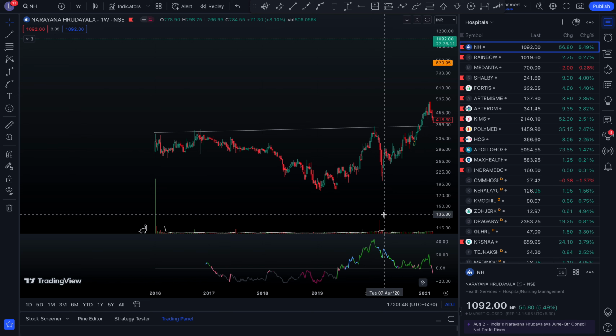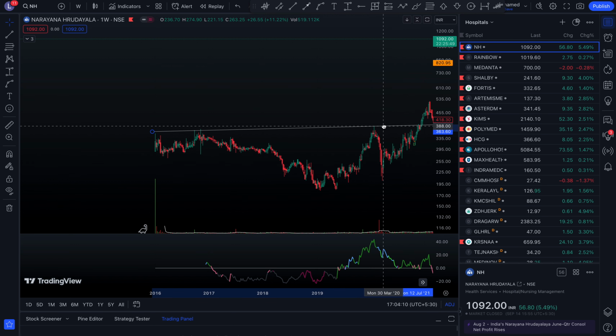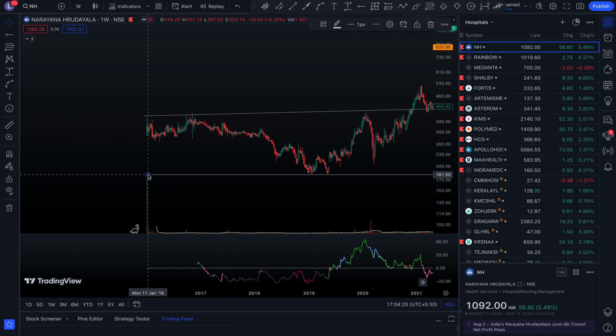Hello everyone. This video is regarding base counting and a primary differentiation between what's a primary base and a secondary base. By now everyone knows what a base is, right? A base is basically a price action of a stock wherein price moves sideways between two zones. Sometimes those zones can be horizontal, sometimes they can have some sort of a slope.